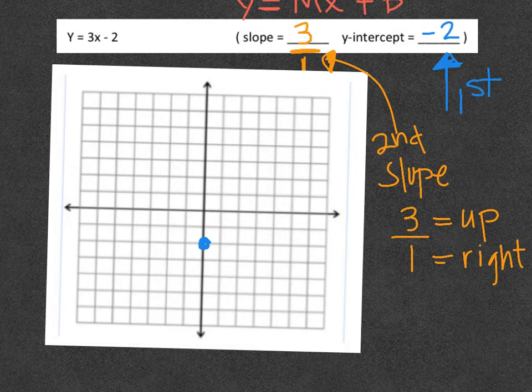Let me get a pen. There's my second dot. The last thing you would do is now connect your two dots, and you need to extend them as far as you can in both directions. And I'm going to have to freehand draw this.